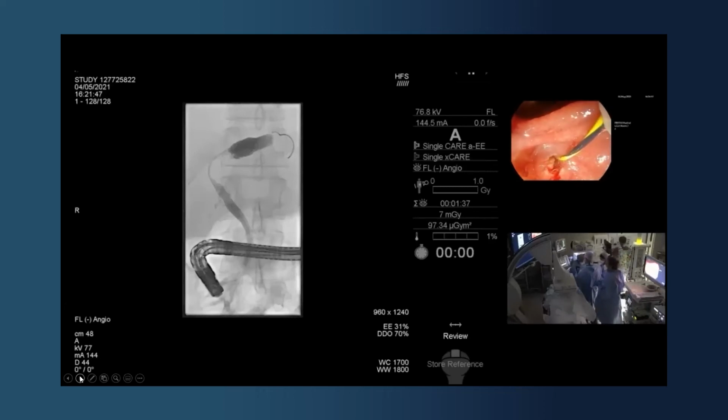Okay, good. So we'll leave that wire in there. That's very nice. And now we come out with the sphincterotome. We're going to use a different wire for accessing the other side, mainly to avoid any confusion when it comes to stenting and which wires we're dealing with. Good. So we're recannulating now.